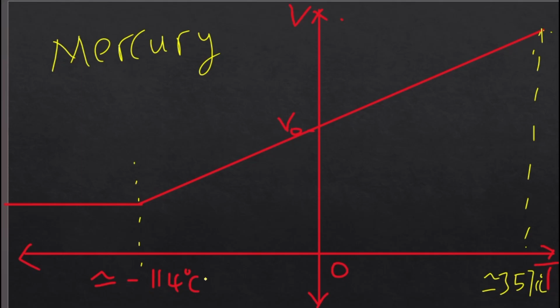From negative 144 degrees Celsius all the way to 357 degrees Celsius, mercury works. It is at this point that mercury becomes a solid, so we don't consider it to be changing with temperature. We are considering liquid mercury. All the way from negative 144 degrees Celsius to 357 degrees Celsius, mercury expands linearly with temperature and hence can be used as a good thermometric liquid. So mercury is a better thermometric liquid.